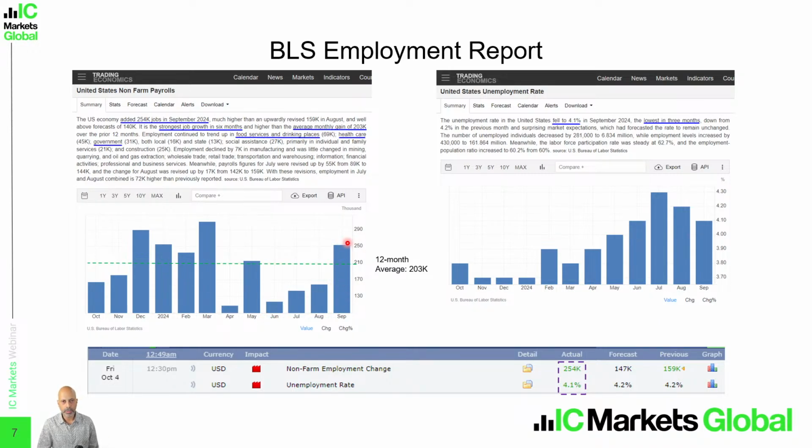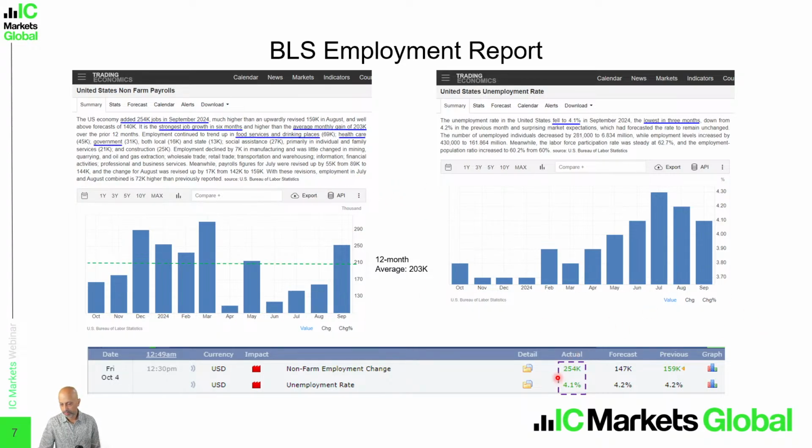Could this just be a one-off surprise number in job creation, or is this going to be a more sustained move over the next couple of months? Is this jobs growth going to be more sustained, or is this just a one-off thing? That's something that waits to be seen. But in short, last Friday's NFP numbers and the unemployment rate pointed to a relatively robust state for the labor market in America.